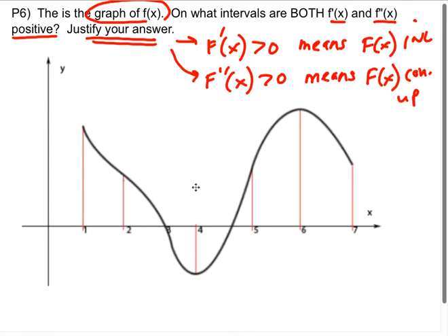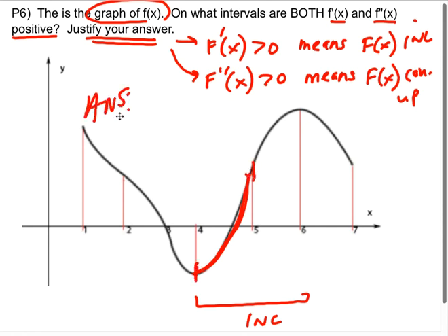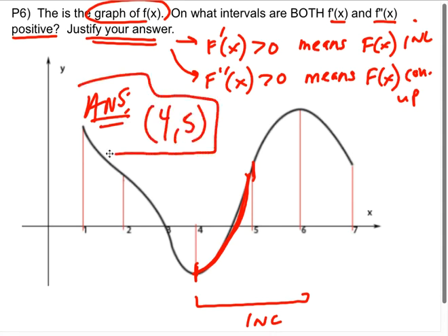So I'm not going to go through all of them. I'm just going to look at the contenders. This is the only window where I see that the graph is going up, right? So I can just look at that section. I want it to be going up and cupping up. Well, that seems to be happening here and only here, because you'll see here it's cupping down. So the only answer here is from 4 to 5, right? That's the only place where the graph is both increasing and concave up.